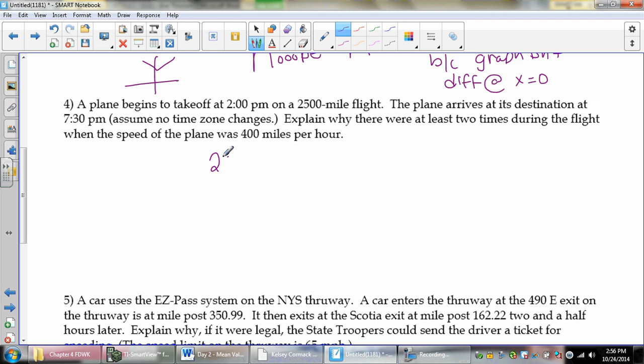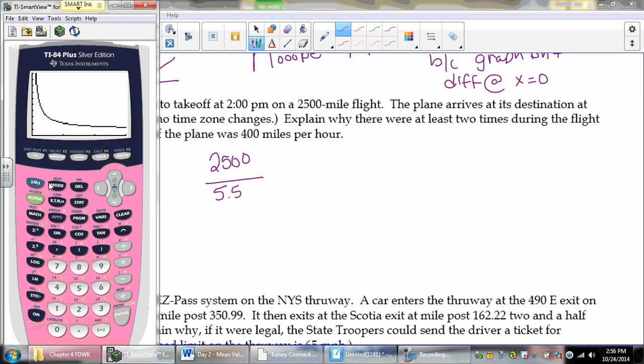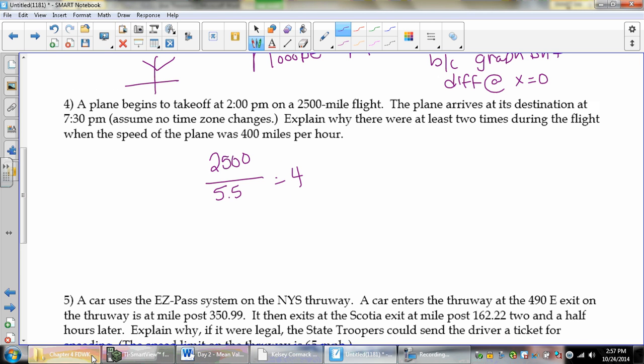We have a 2,500-mile flight, and it took us 5.5 hours to get there. So if I take my calculator and I do 2,500 divided by 5.5, I'm going to get 454.54 repeating. What is this number? Well, that number is distance divided by time. This is the average speed. This is the average rate of change for the function that models my flight.